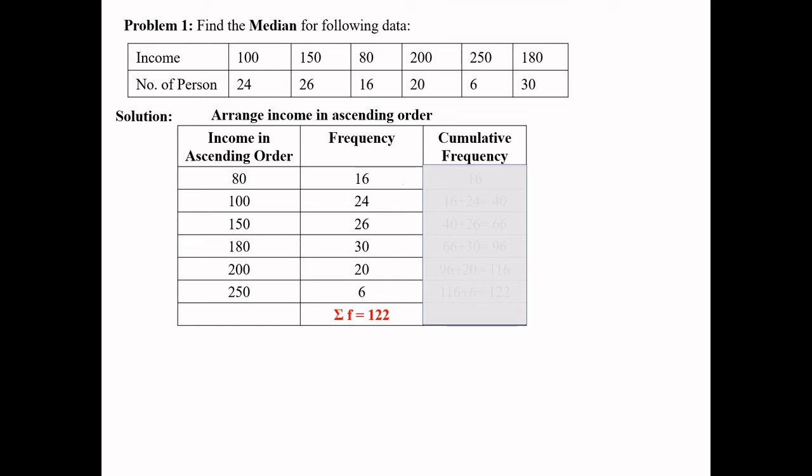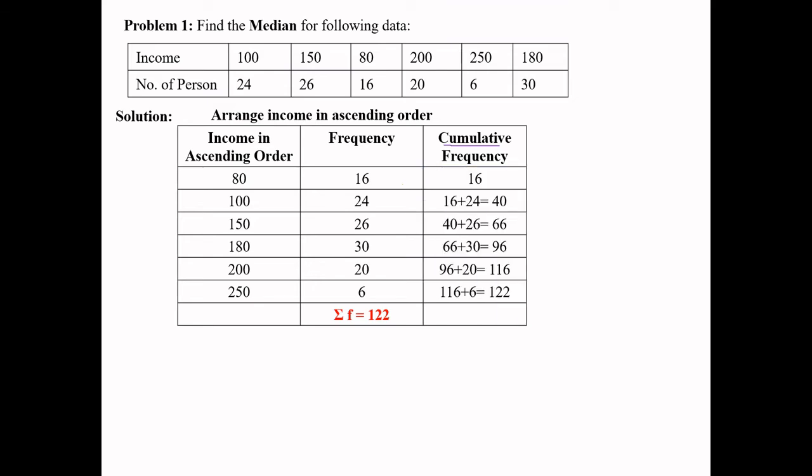Now calculate cumulative frequency. Write down the first value of frequency as it is. So it is 16. Then add the first and the second frequency. So 16 plus 24 is 40. Now add 40 and the next frequency, that is 26. So 40 plus 26 is 66.